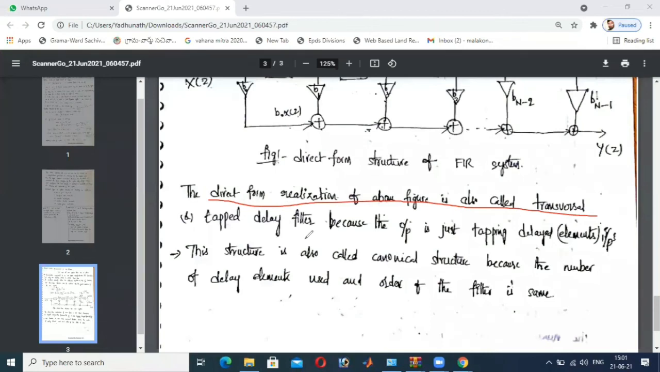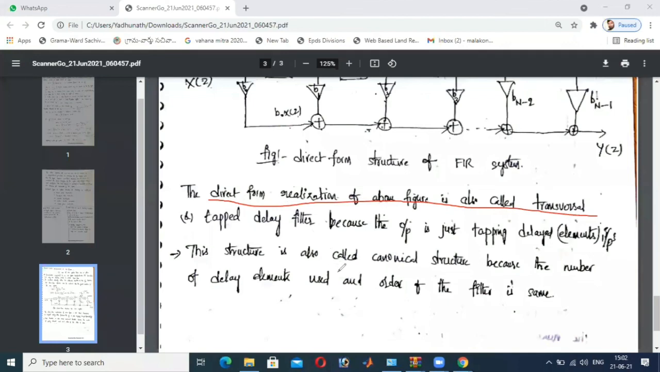This definition was already discussed at the start of the unit also, right? What is meant by a canonical structure and what is meant by a non-canonical structure? Yes, sir, it was already discussed in the first topic of this unit. So canonical means that the number of delay elements is exactly equal to the order of the system. Then the system is generally called a canonical structure or canonical system.